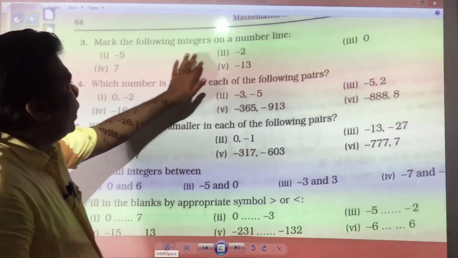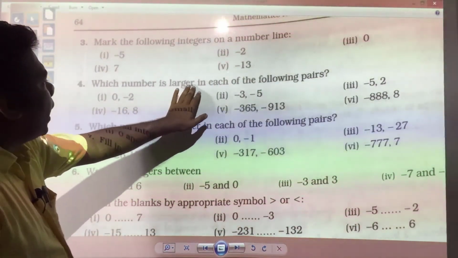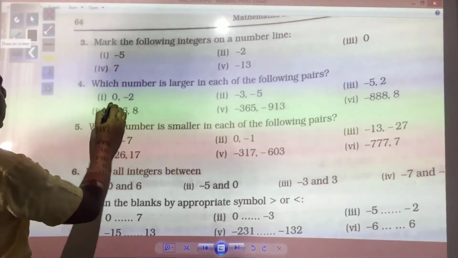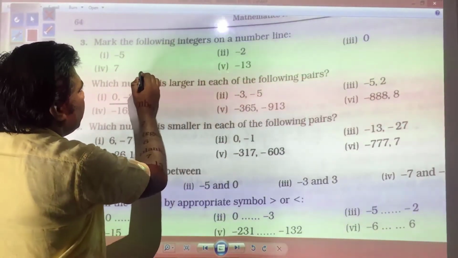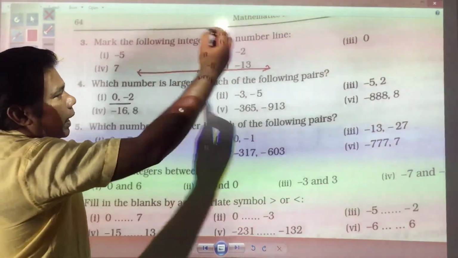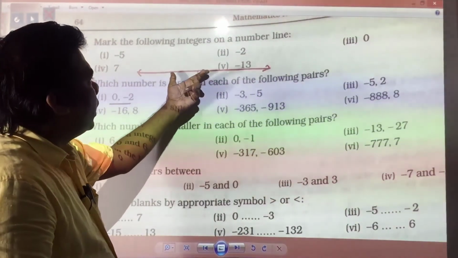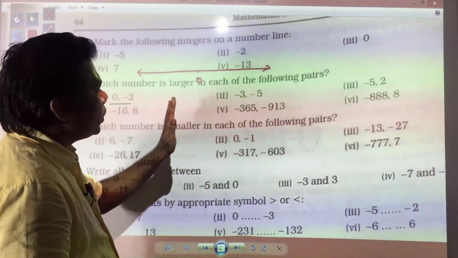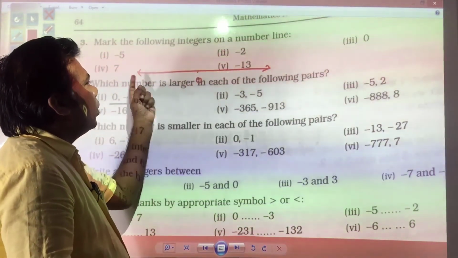So, in the same way these numbers are required to be shown on the number line. Next, which number is larger in each of the following pairs. Here you see 0 and -2, which number is greater? As you remember, if you have a number line and this is 0, and two numbers are given, imagine where their places will be on the number line. Whichever number is on the right side will be greater than the number on the left.